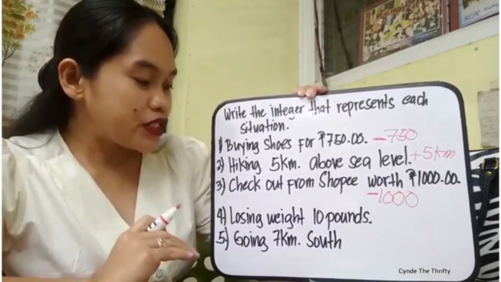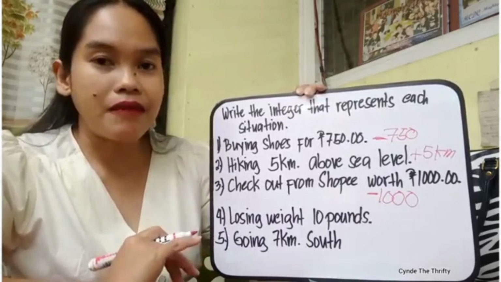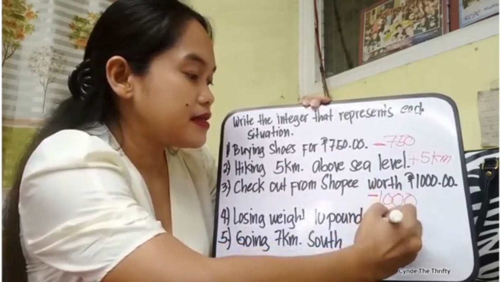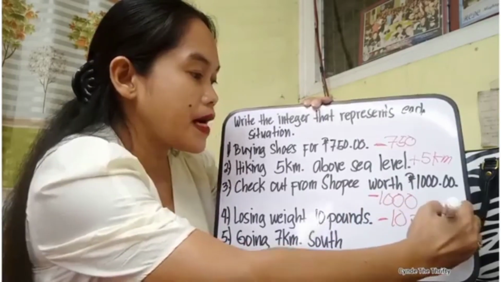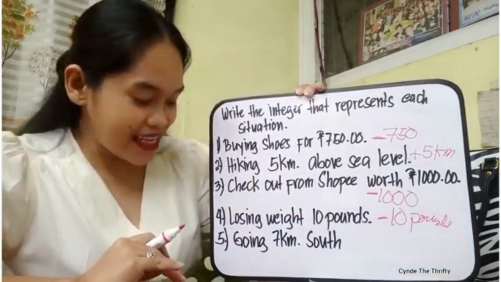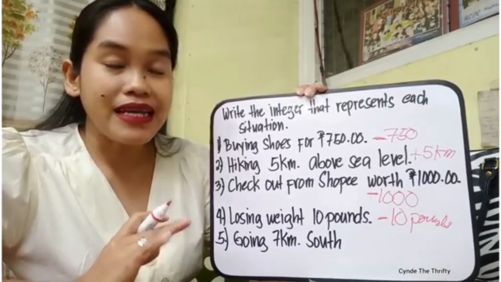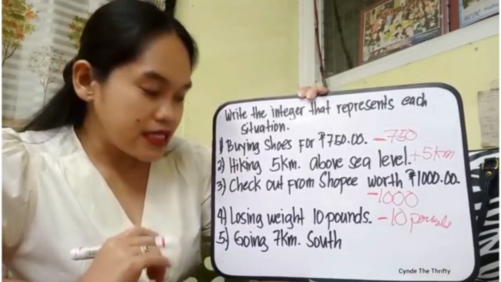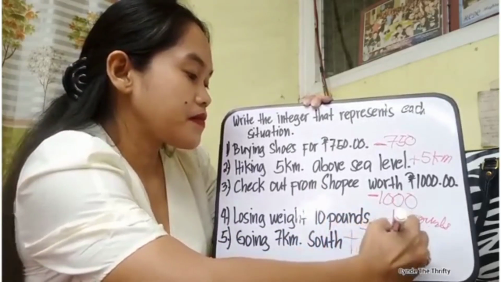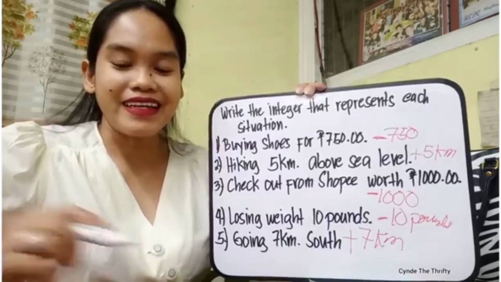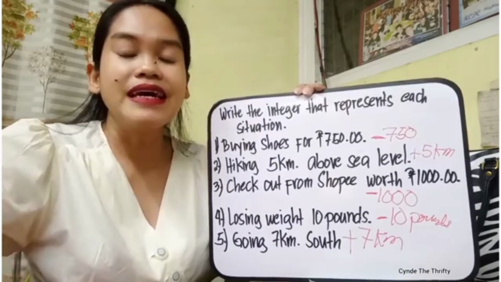Number 4, losing weight 10 pounds. So, nagbawas ka ng timbang ng 10 pounds. Ibig sabihin, negative 10 pounds. Ayan. And lastly, going 7 kilometer south. So, dahil south, ibig sabihin, positive 7 kilometer. Positive 7 kilometer. Ayan. So, alam na natin kung paano natin i-represent yung mga real-life situation using integers.